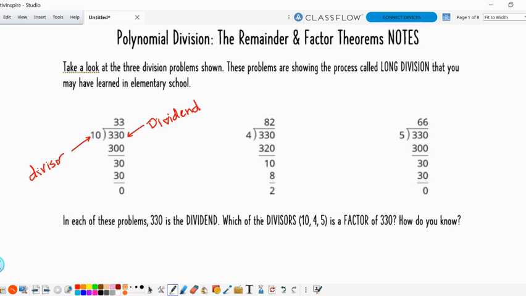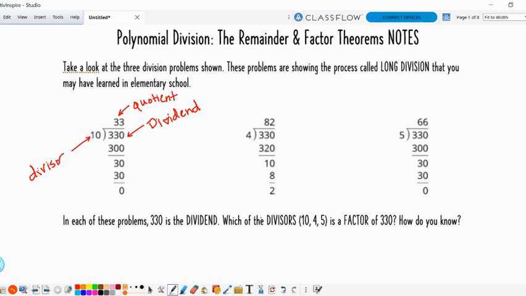And we go through the process of long division. The number that we get as our answer is called our quotient. So 330 is always our dividend. Our divisors are 10, 4, and 5. And we have three different quotients, 33, 82, and 66.